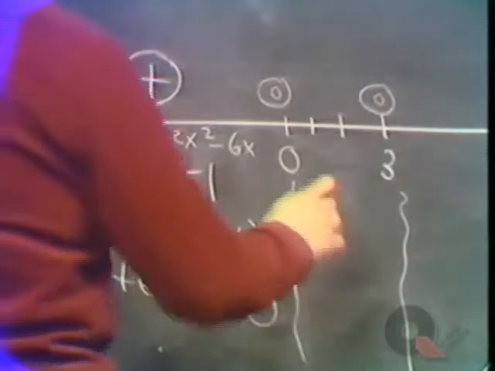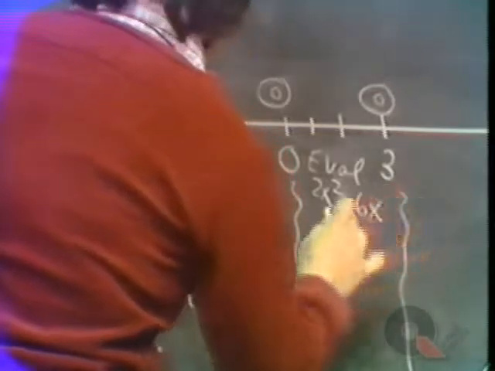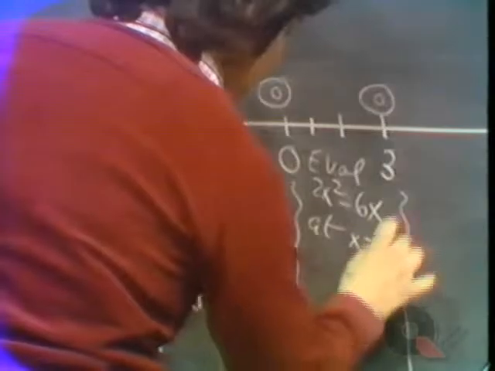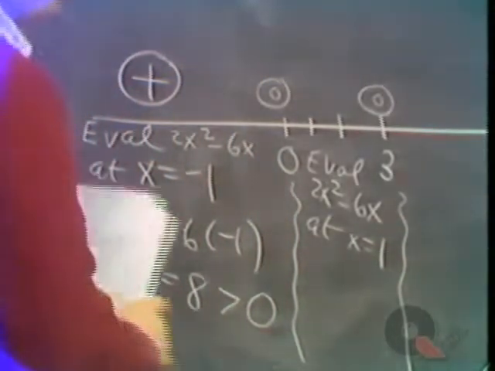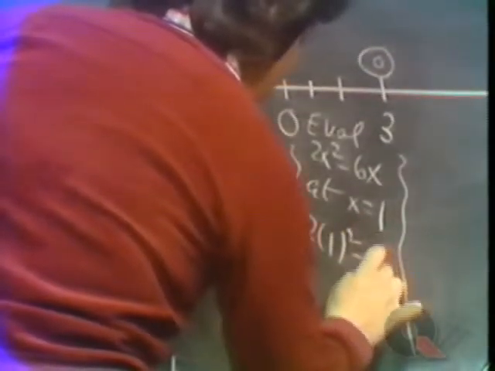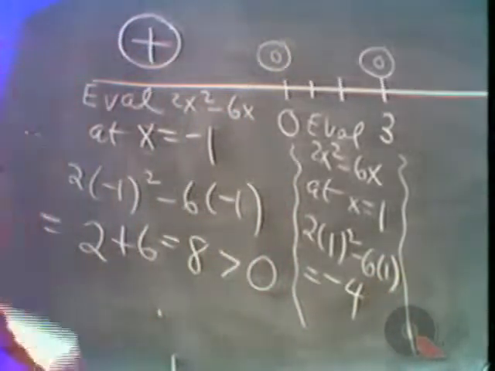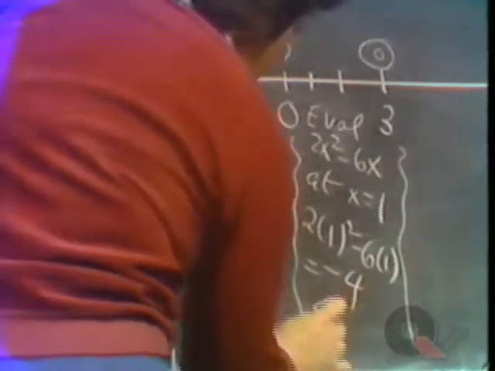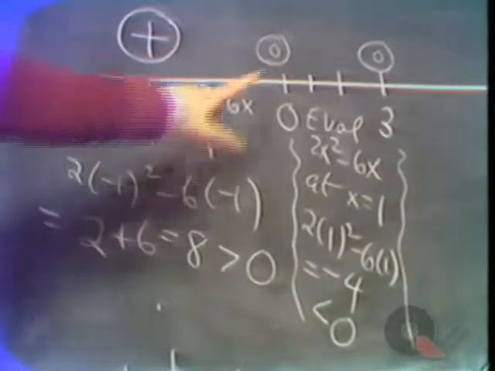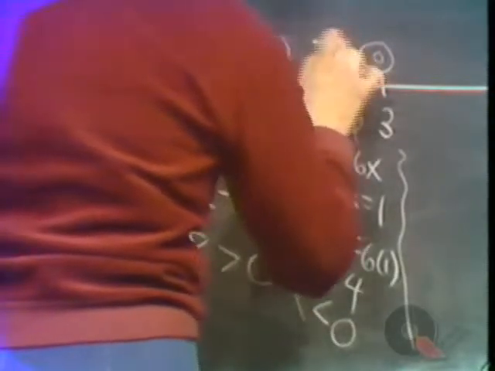Okay, now we want to evaluate 2x squared minus 6x at something between 0 and 3. So let's say at x equals 1. And we get 2 times 1 squared minus 6 times 1. 2 minus 6, that's minus 4. And minus 4 is less than 0.